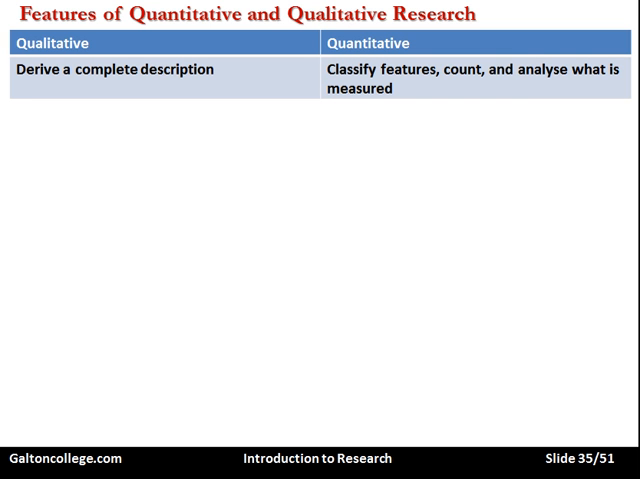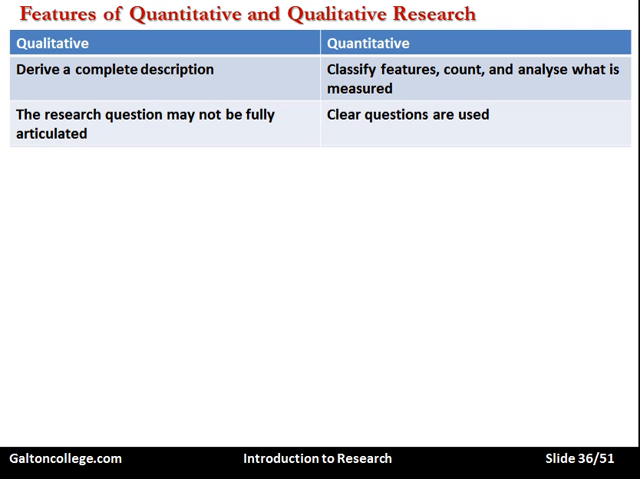Now let's look at features of quantitative and qualitative research. We'll do this in a small table. For qualitative research, they're looking at a complete description. They're looking at the setting, they're looking at the information collected, so it's a complete description. Quantitative looks at classifying features and counting and analyzing what is measured. So with quantitative, you start with a data set. The data set, generally speaking, might be some numbers. So it looks at the numbers and analyzes the numbers to try and find relationships.